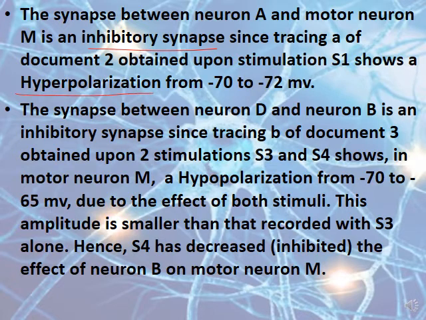The synapse between neuron D and neuron B is an inhibitory synapse, since tracing B of document 3 shows upon stimulation S3 and S4 a depolarization from minus 70 to minus 65 due to the effect of 2 stimuli. This amplitude is smaller than S3 alone, so S4 has decreased, or it has inhibited, the effect of neuron B on the motor neuron.